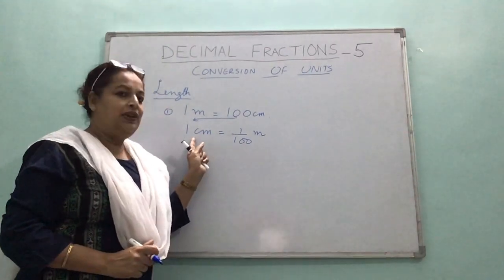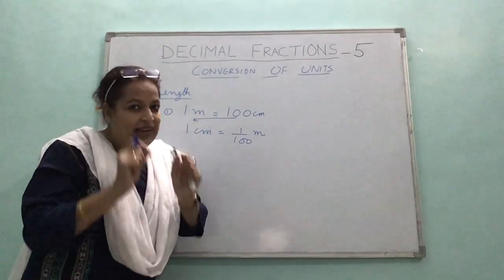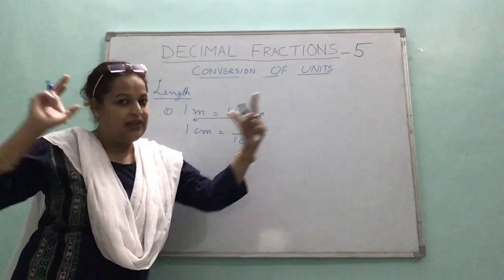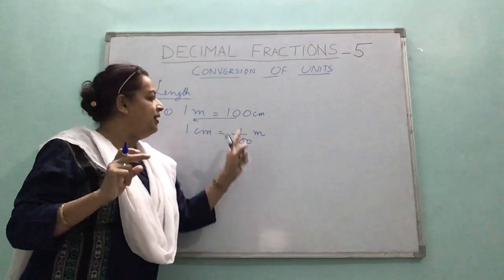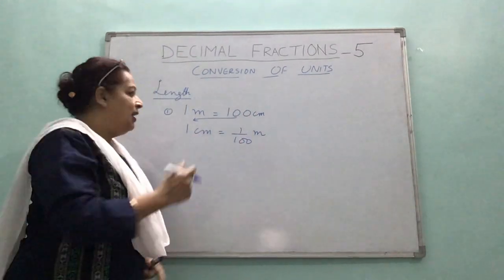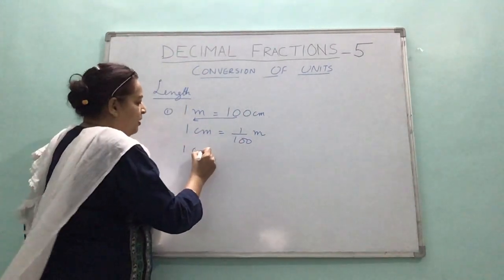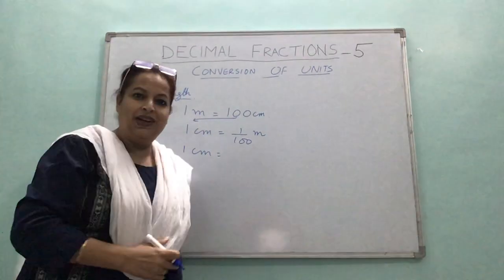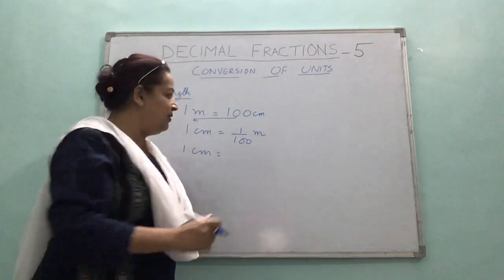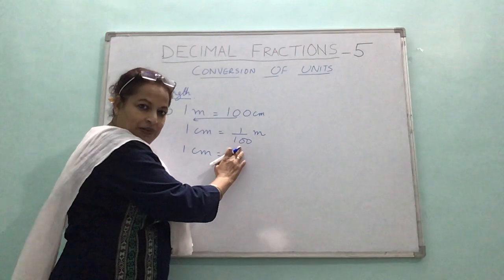So the smaller unit, centimeter, would be less, and meter is a bigger unit, so that 100 would be divided. Now we know how to convert this to decimal. We have done it, everybody knows it. There are 2 zeros in the denominator.